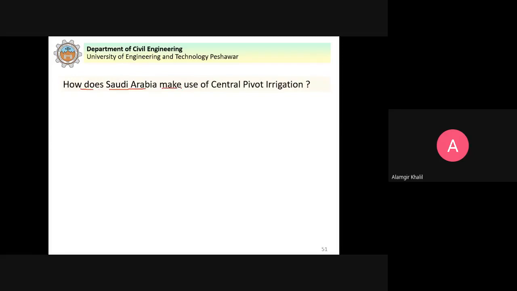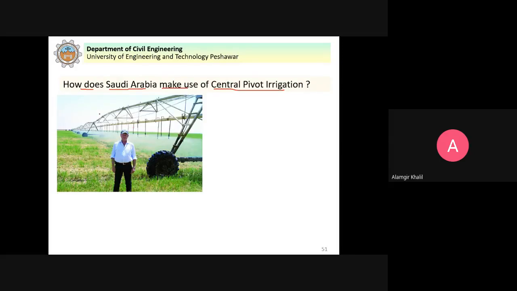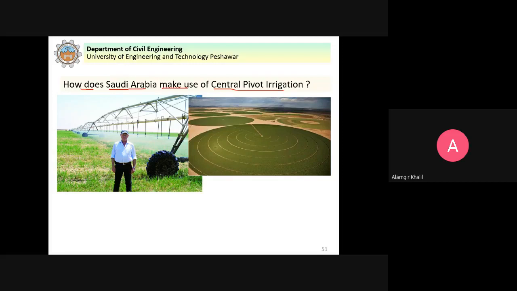How does Saudi Arabia make use of central pivot irrigation? What do we mean by this? You can see here the whole assembly of the sprinkler system, where through the nozzles we spray the water over the area. This moves around a central pivot point, like here. You can visualize that this is the assembly, and it will move all around the area where we grow the crops. It will come back here and spray water over the entire area of coverage and supply water to the crops. So this is an example of a central pivot irrigation system.